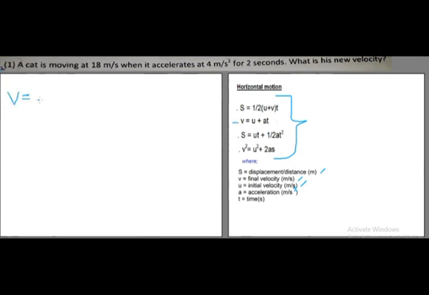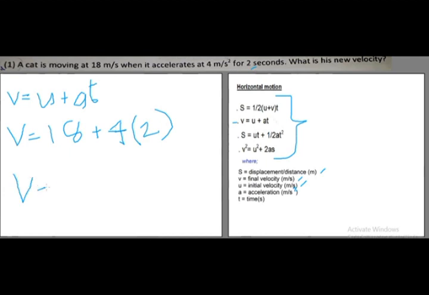V, final velocity, is equal to the initial velocity u plus acceleration multiplied by the time. Now the final velocity is unknown, so we just leave it as v. The initial velocity is 18 meters per second, so we write 18 plus the acceleration is 4 meters per second squared, so we put 4 and then multiplied by the time, which is 2 seconds. So the final velocity is equal to 26 meters per second.